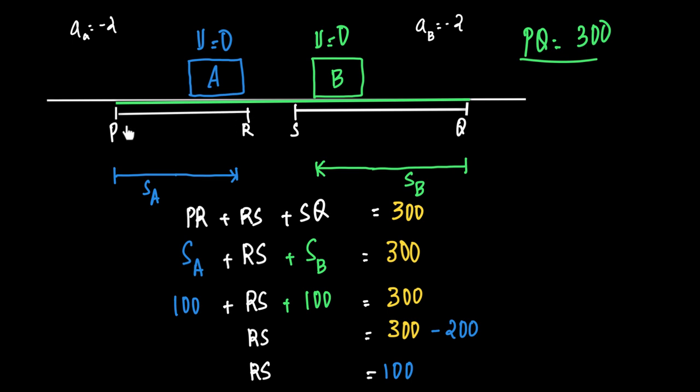Now, what is PR? PR is the distance traveled by car A before coming to rest. What is SQ? SQ is the distance traveled by B before coming to rest. And what is RS? RS is the final separation between them after they have come to rest. So PR is SA, which is equal to 100, SQ is SB, which is equal to 100. Therefore, what we get is 100 plus RS plus 100 is equal to 300, and therefore RS is equal to 300 minus 200, which is equal to 100, which means the final separation is equal to 100 meters.